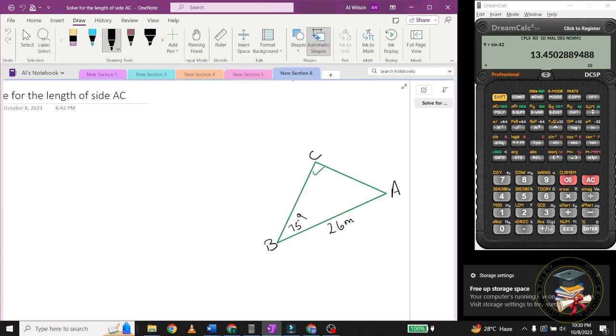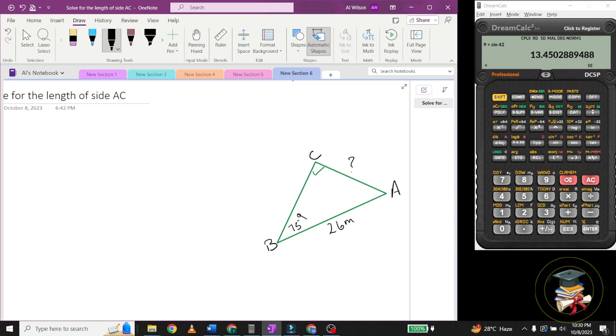Okay, and here's going to be the last question. We're solving for the side AC, so I'm going to put a question mark right there, or diagonal. Now, before I move on, let me just highlight one more thing. Notice wherever you have your 90-degree angle, what is opposite is going to be your hypotenuse. That's just a simple indication, but also remember that it's always going to be the longest side.